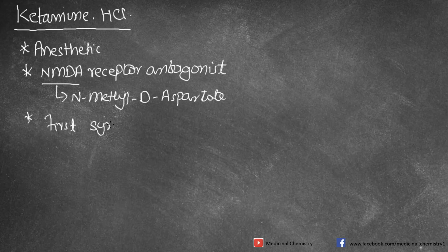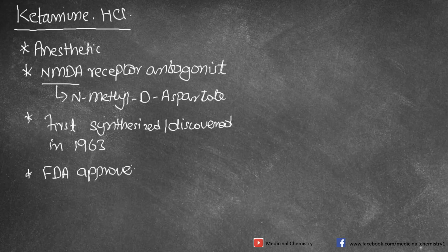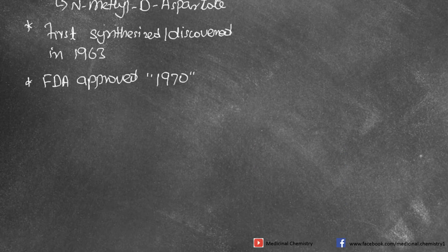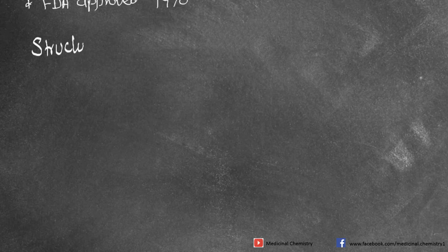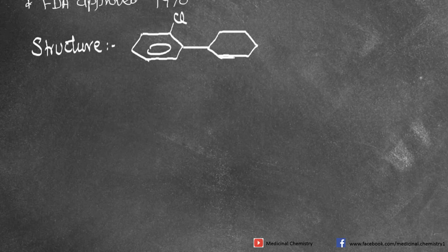NMDA is N-methyl D-aspartate, and ketamine was first synthesized or discovered in the 1960s, particularly in 1963. It was FDA approved in the 1970s for clinical purposes. You have to memorize the structure of ketamine. I try to make it simple and easy. So here is a graphical representation of the structure of ketamine.